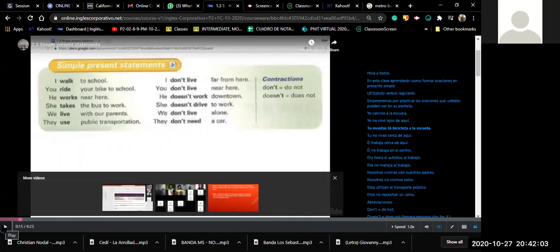I walk to school. I don't live far from here. Vimos lo positivo, pero no hemos visto lo negativo aún. Ahorita todavía estamos en lo positivo, ya vamos a ver lo negativo.